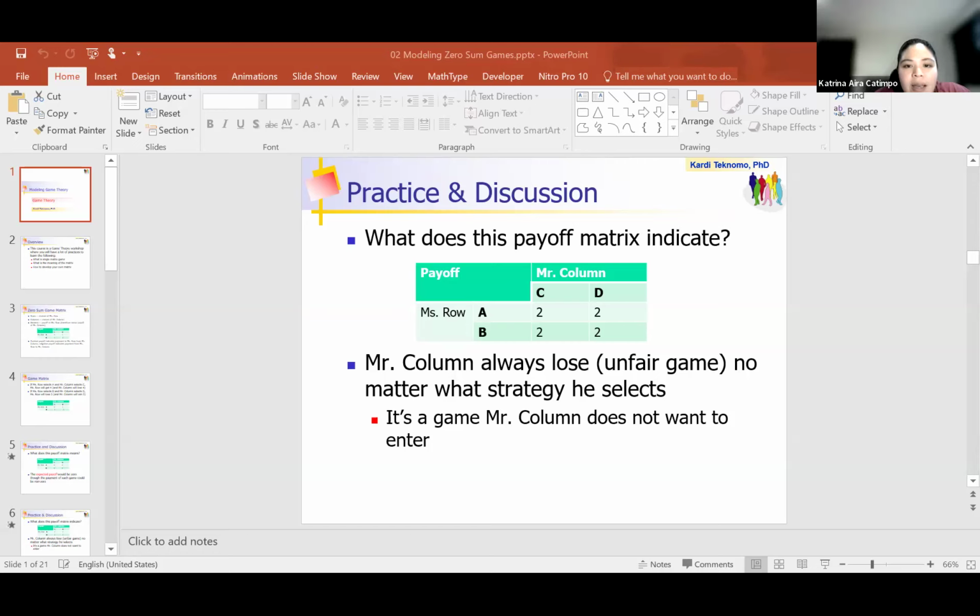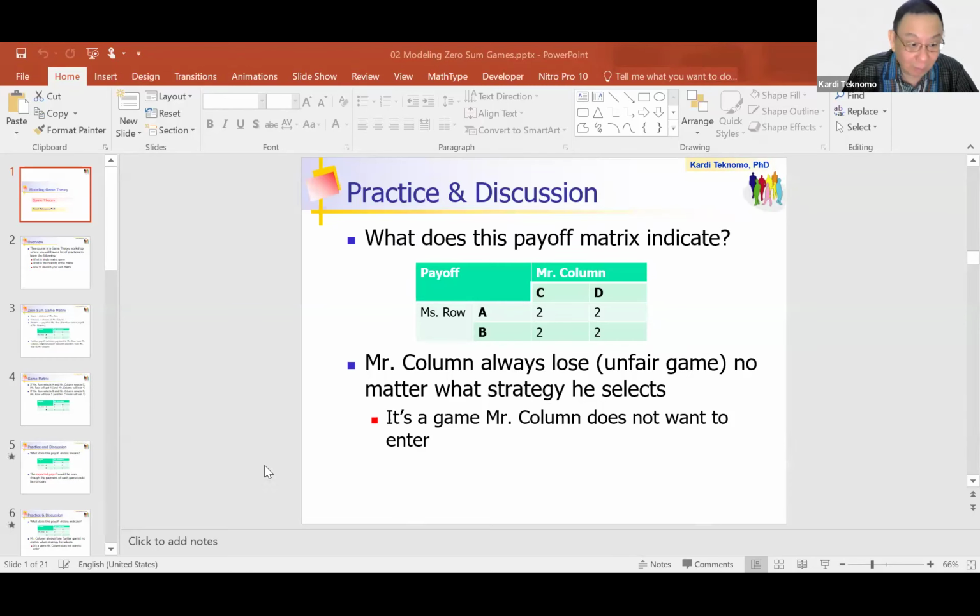Prof, I think for this game, Miss Row has all the gains. Miss Row will always win 2 units, and Mr. Column will always lose 2 units, whatever the alternative for Miss Row and Mr. Column. Miss Row always wins. So this is a game that Mr. Column does not want to enter. Of course, Miss Row is willing to enter this game.